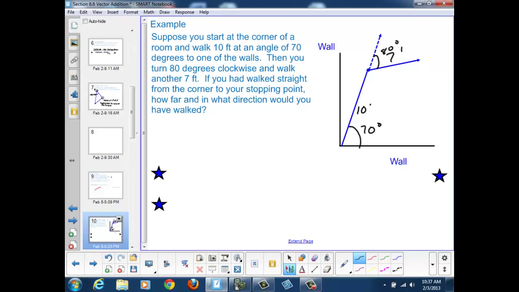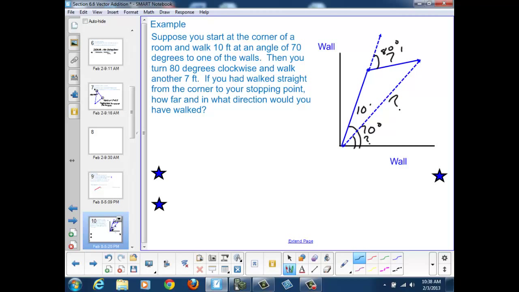What we want to know is if we had walked straight from the corner to our stopping point, so from here directly to here, what would be the angle and the distance? So we're looking for this distance and this angle right in here. Well, with these pieces of information, we can see we formed a triangle, and we have information about two of the sides so far. We've got the 10-foot side and the 7-foot side, and we're looking for that third side.